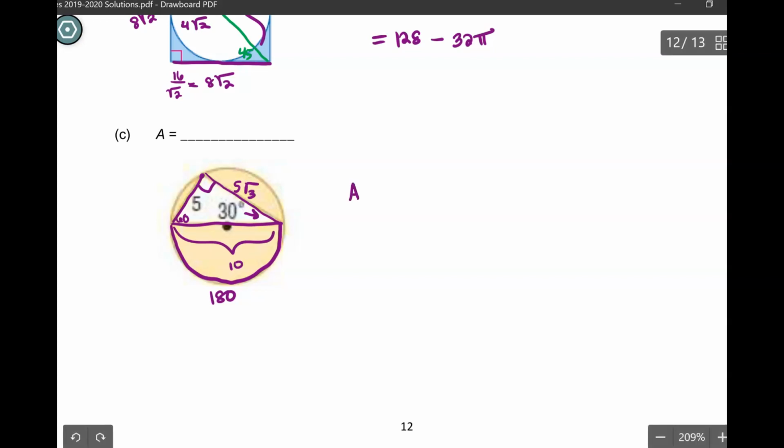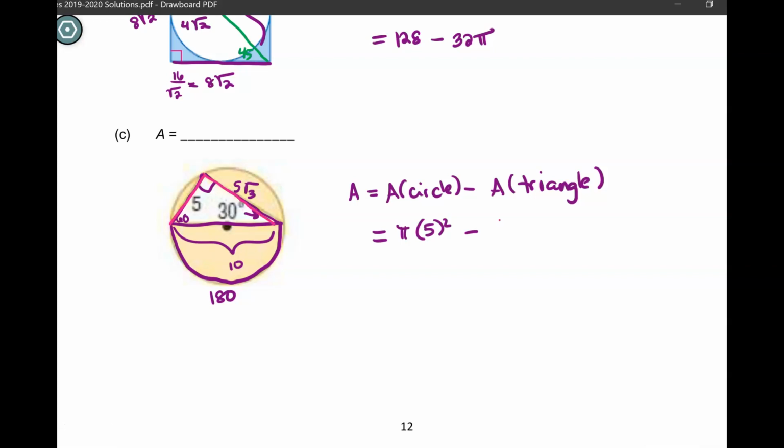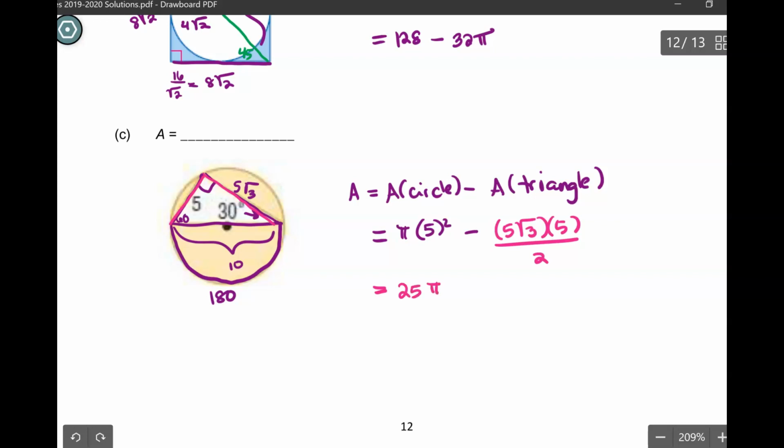So when I find the area, I want to find the area of the circle minus the area of the triangle. If the diameter is 10, then the radius is 5. And the area of the triangle, well, I have to use the two sides. Remember, you need to have a right angle for the base and the height. Base and the height have to be perpendicular. So I'm going to use the 5 root 3 and the 5 for the base and the height and divide that by 2. So we get 25 pi minus 25 root 3 over 2.